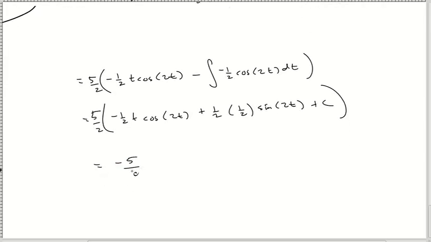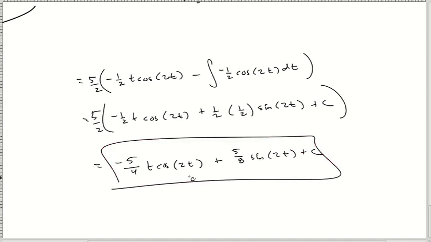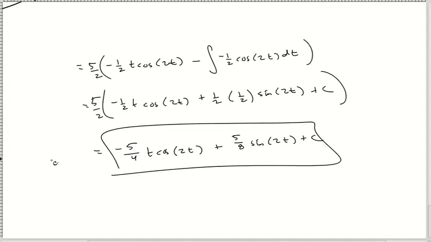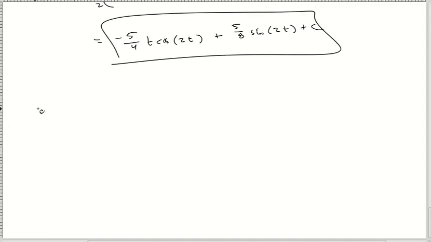Negative 5/4 t cosine of 2t. Yeah. That's a 4, makes an 8 now. 5/8 sine of 2t and then plus c. The c absorbs the 5/2. You don't have to worry about that. Okay, I made a small mistake, but we saw it.